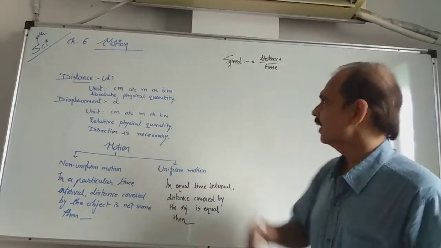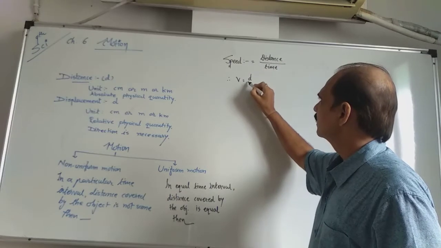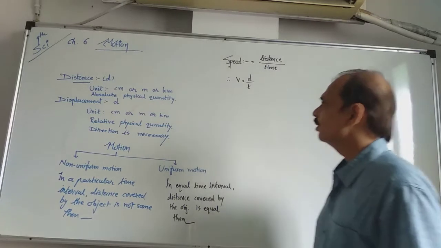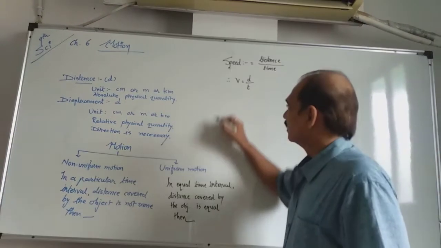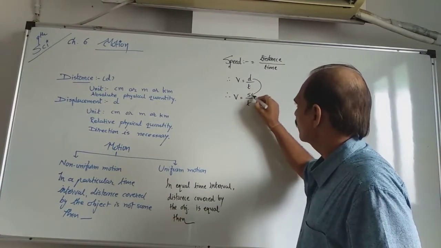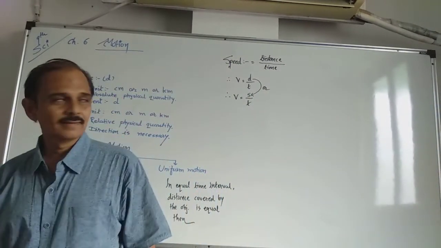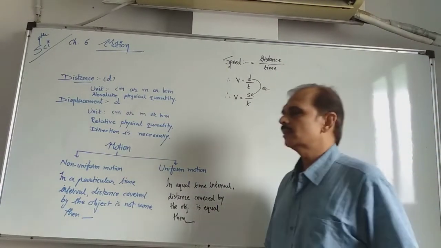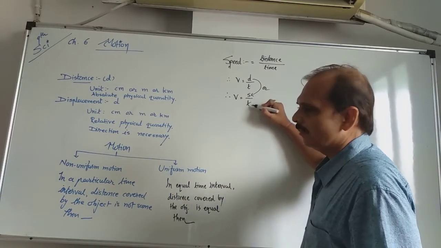Now speed is denoted as v. If distance is denoted as d and time is denoted as t, then we say that v equals d by t. Now in 9th standard, distance is also denoted as s. You can write s also. So here we use s. v equals distance upon time, distance traveled by the object per unit time, that is s upon t.